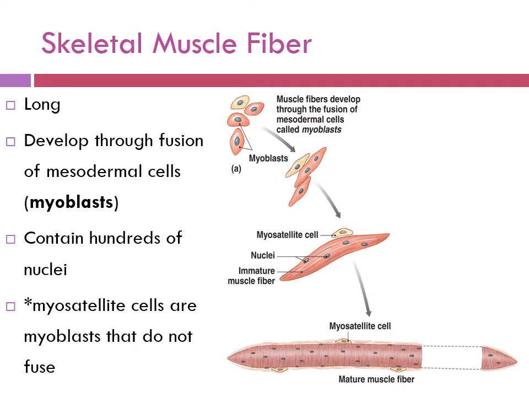We also have those myosatellite cells that we talked about. They are myoblasts that did not fuse, so they remain in the system as a myosatellite cell, and those are taken care of and dividing to create additional muscle cells or to create additional repair when muscles are damaged.